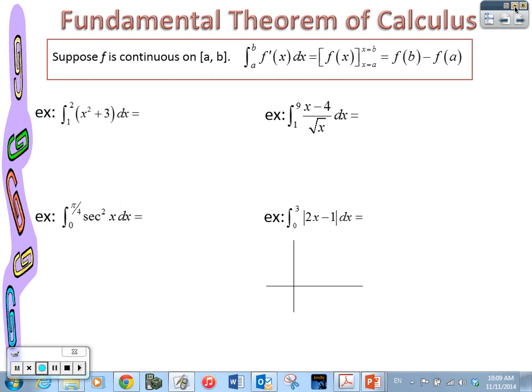Some textbooks refer to this as part 1 and some refer to it as part 2. It just depends on the textbook. So I'm going to call this part 1. There are two parts, and we're going to learn part 1 today.